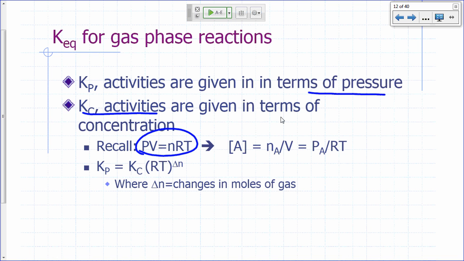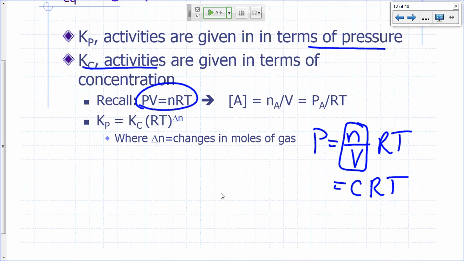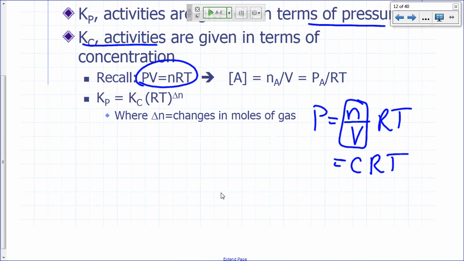If you recall your ideal gas law, PV equals nRT, we can rearrange this to say what? That P is equal to n over V times RT, right? So that means what's n over V? Moles per liter. So that's concentration. So I can write that as CRT. Okay? So if that's the case, then what is Kp?